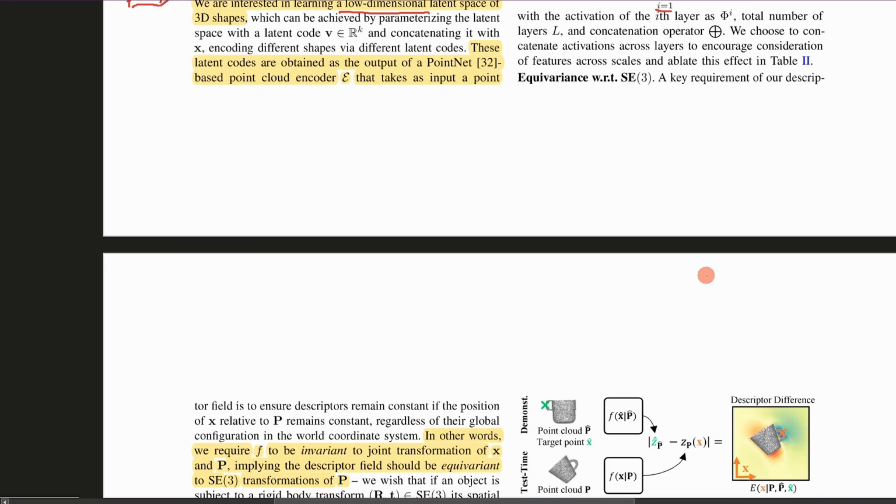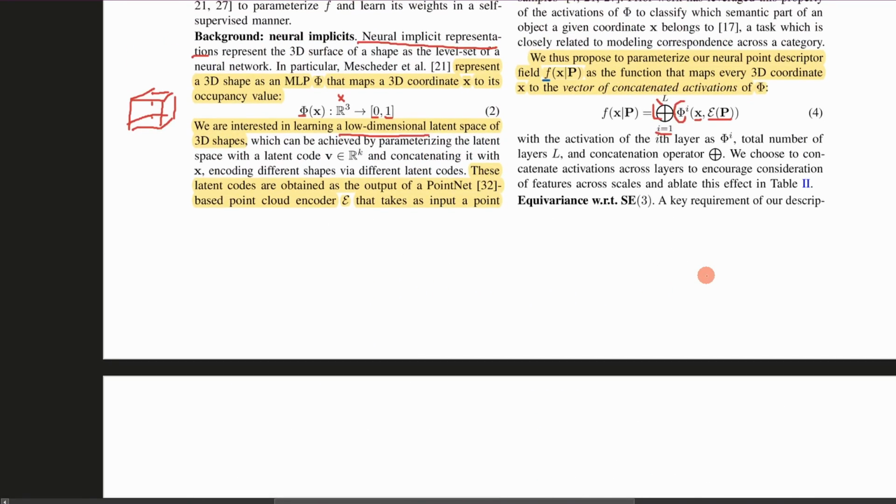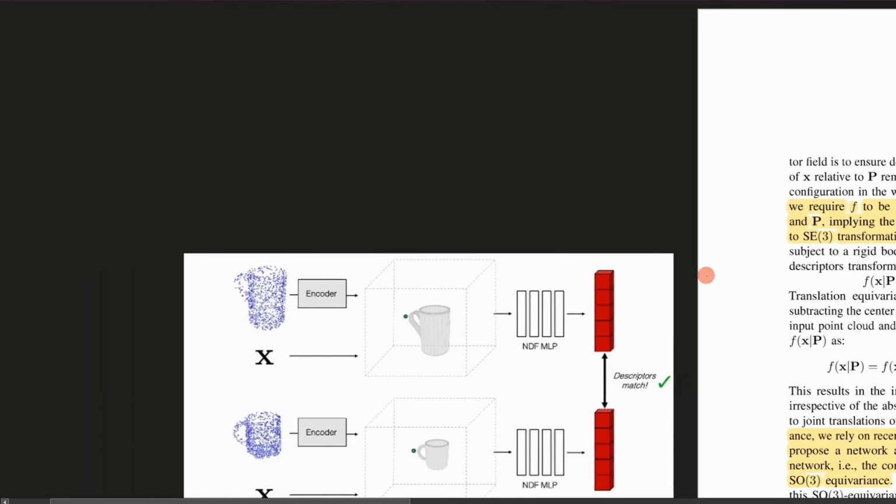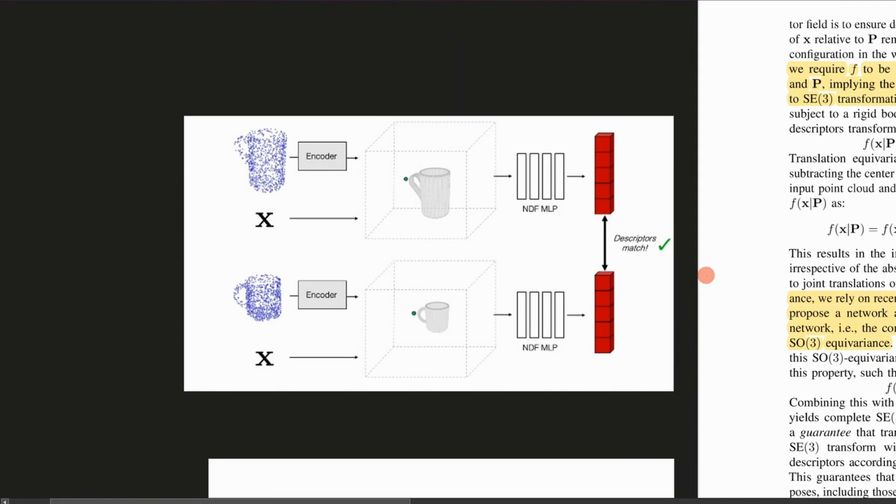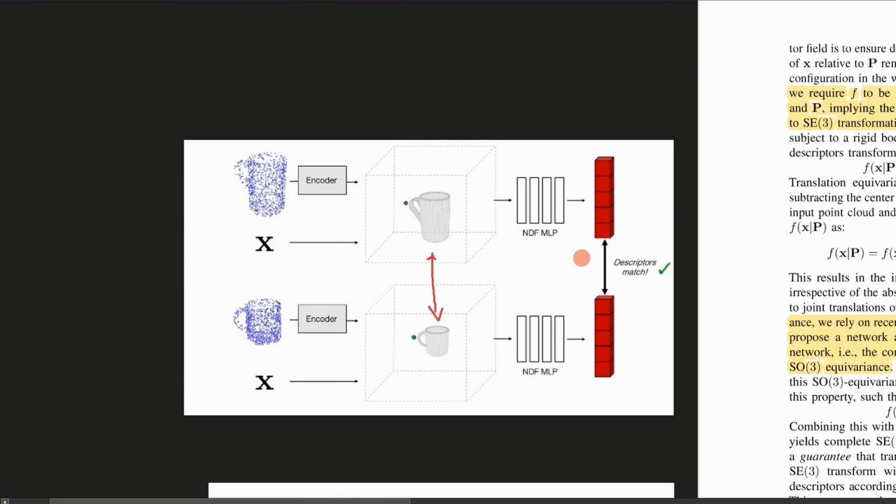Okay, so let me now explain. Let me just show you one visualization. It's going to be a bit easier. So as I said, ideally what will happen is that even if we had different mugs, as you can see here, and we have these green points, so this is the X, ideally we would have the same descriptors. So that's the whole point. That's the idea here.